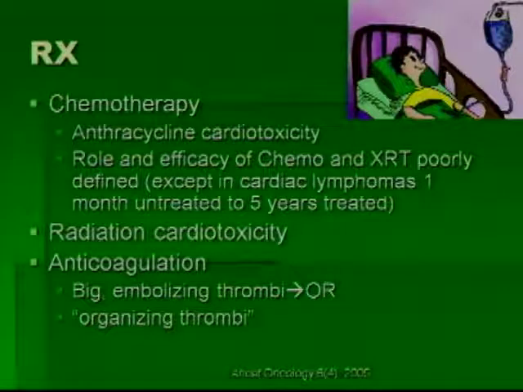Anticoagulation is obviously a very important chemical treatment for intracardiac masses that are thought to be thrombi. Of course, big and embolizing thrombi that have already gone somewhere or are highly likely to should go to the OR for surgical resection, even if it's not technically malignant. And there is this issue of what to do with organizing thrombi, because thrombi eventually will grow blood vessels, will become part of the ventricular wall and lose their embolic potential.